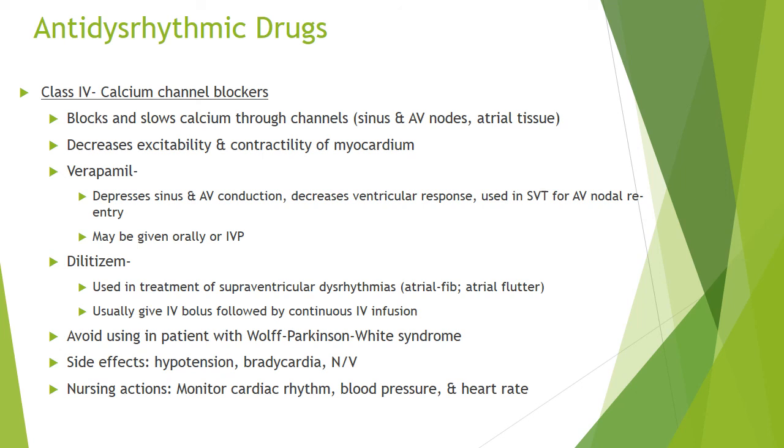Verapamil is good because it depresses the sinus and AV conduction, so it decreases our ventricular response. So you may see it more commonly used in SVT if we're trying to focus on getting an AV nodal reentry. It may be given orally or IV push. Diltiazem is commonly used to treat supraventricular dysrhythmias such as atrial fib and atrial flutter for heart rate control. It's usually given in an IV bolus followed by a continuous IV infusion.